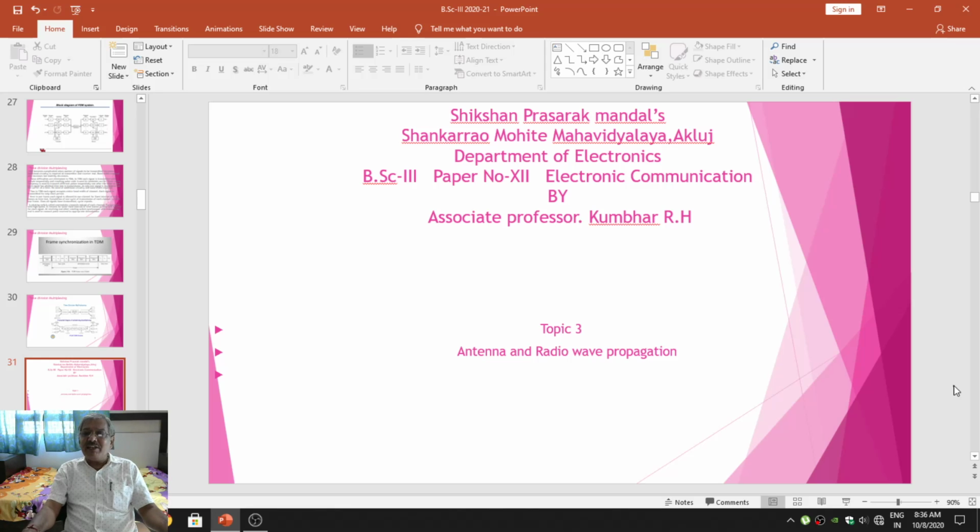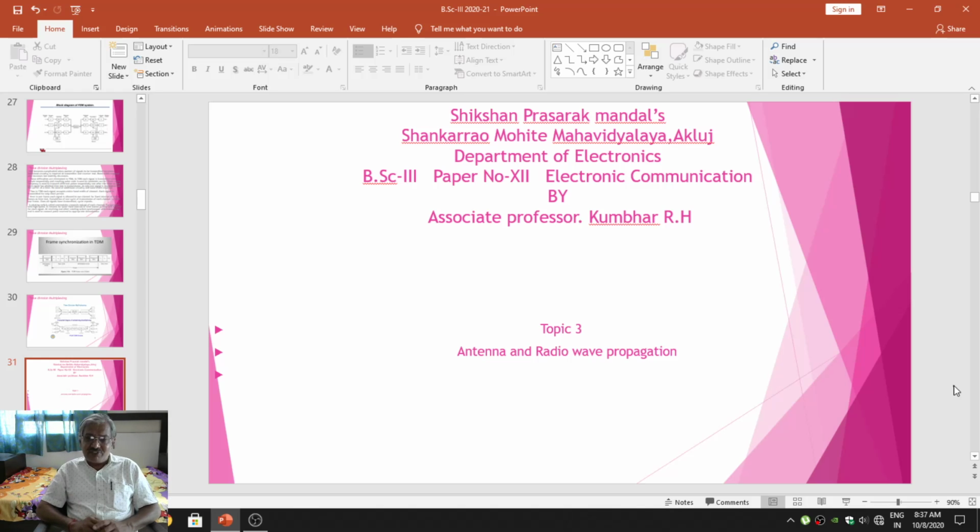And in between transmitting antenna and receiving antenna, after the signal has been transmitted, what is going to happen? How the signal travels from transmitting antenna towards the receiving antenna, that aspect we are going to cover in today's topic. Means we are interested to study how the signal travels after being modulated in the transmitter up to the receiver.